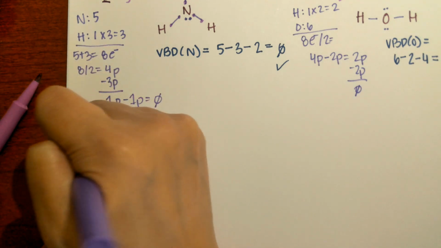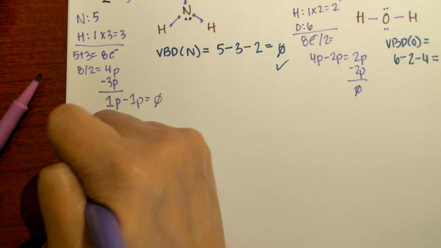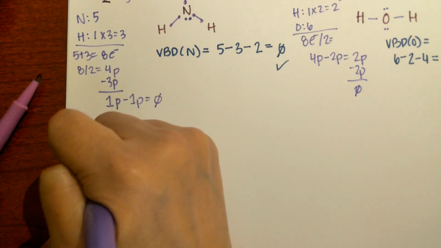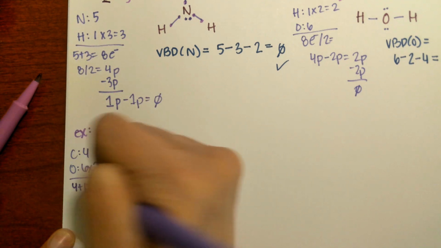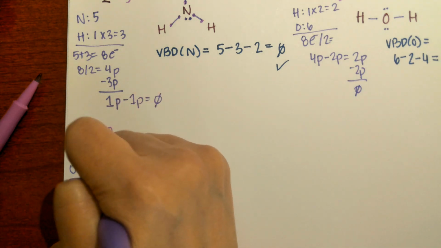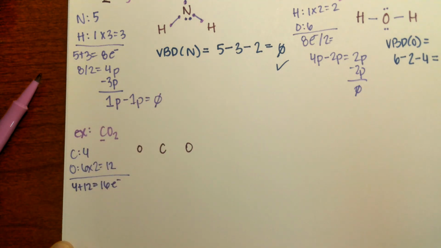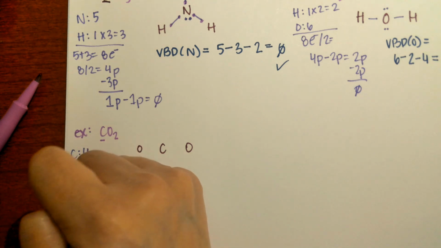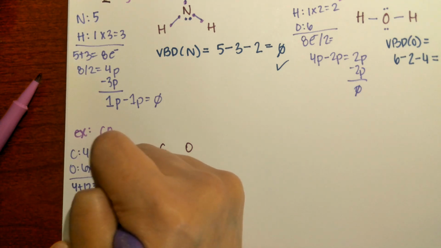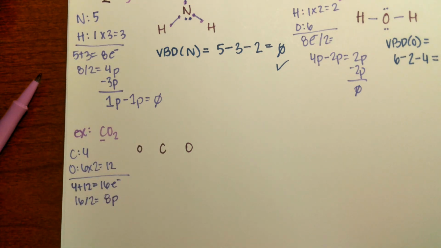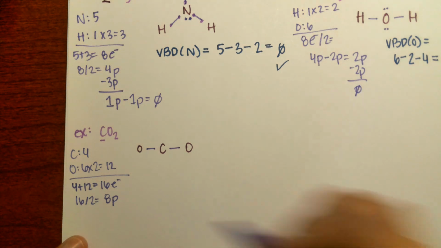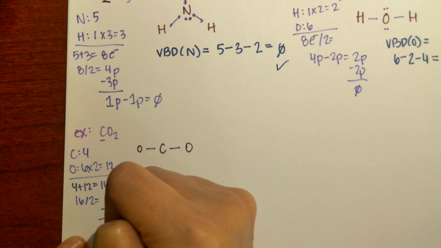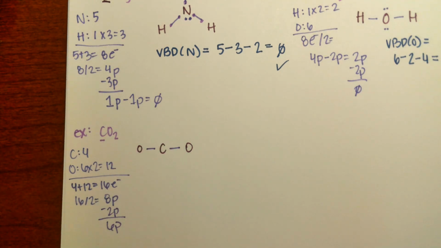Now we do our math. So carbon has 4, oxygen has 6, and there's 2 of them, so 12. 4 plus 12 is 16. And then we divide it by 2 to get our pairs. 8 pairs. And now we do our bonds. 1, 2. Minus 2 pairs, we've got 6 pairs left.